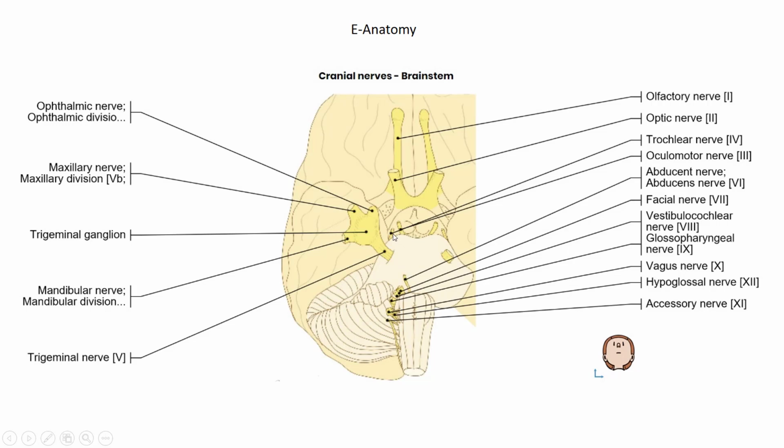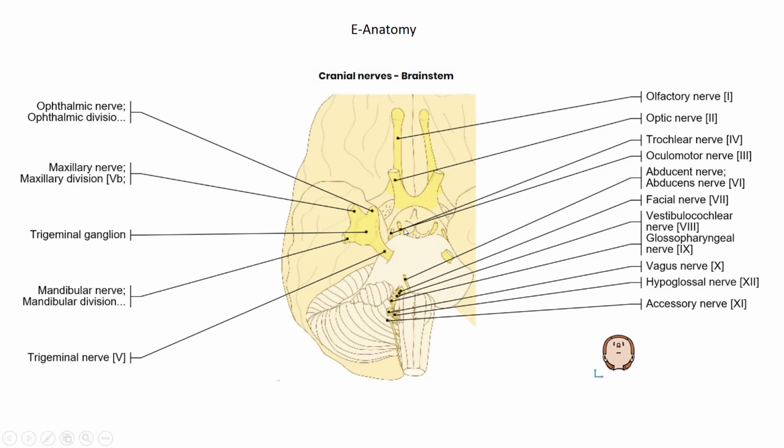So 3, 4, and 6 course through the cavernous sinus, as do the first two branches of the trigeminal nerve, the ophthalmic and the maxillary. The mandibular takes a different path out to feed the face. So the ophthalmic nerve covers some of the sensory information around the forehead and the tops of the eyes. The maxillary actually feeds a little bit more of the cheek and the upper lip, and then the mandibular is more the lower portion of the jaw down.